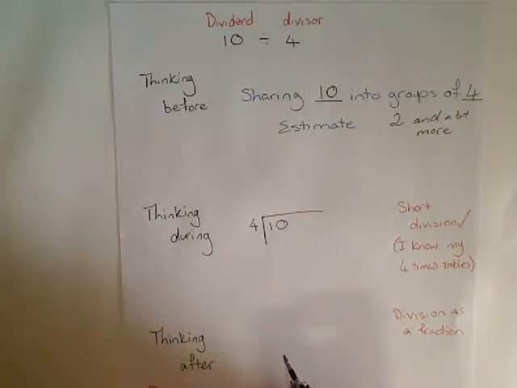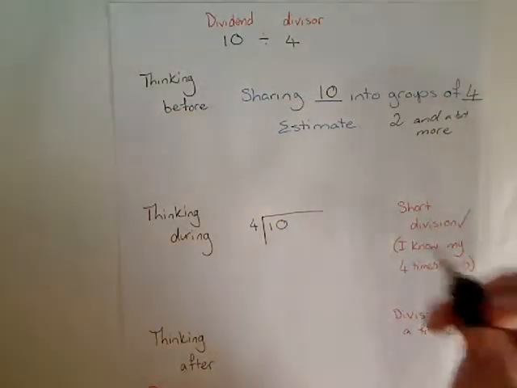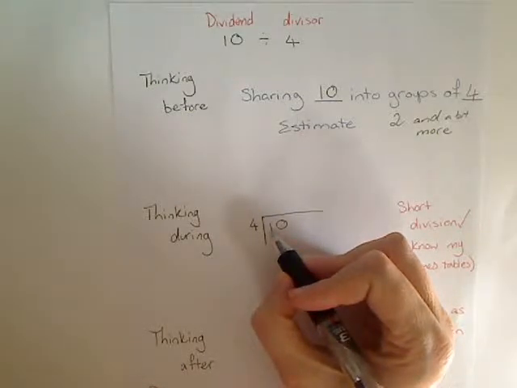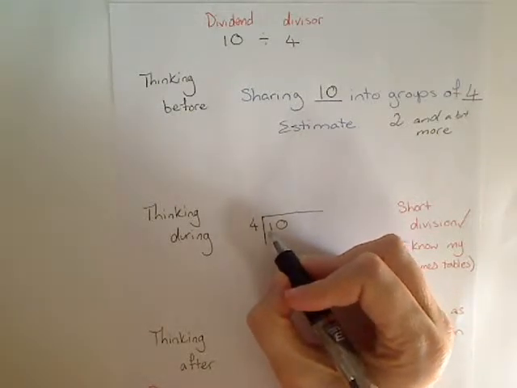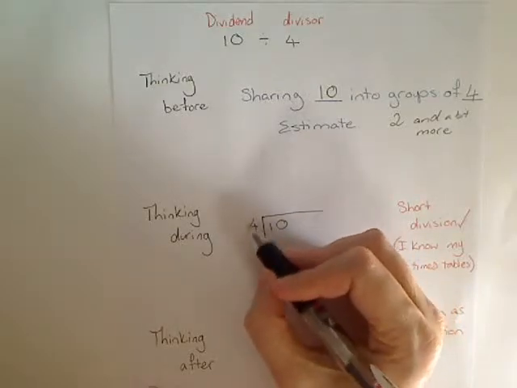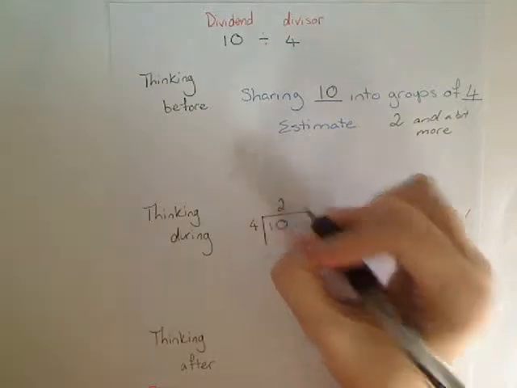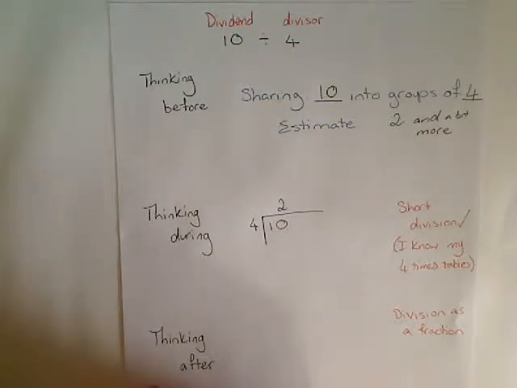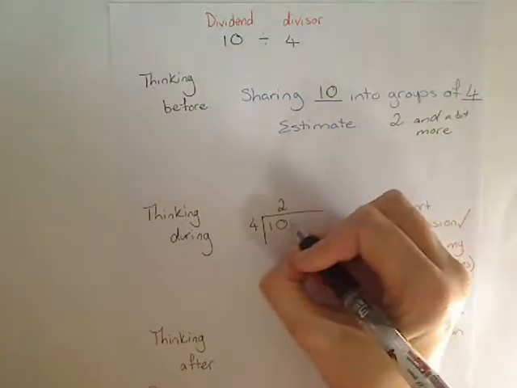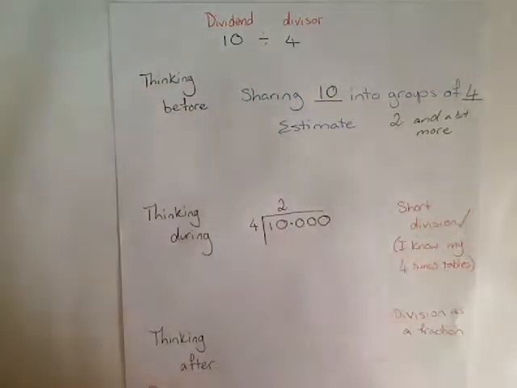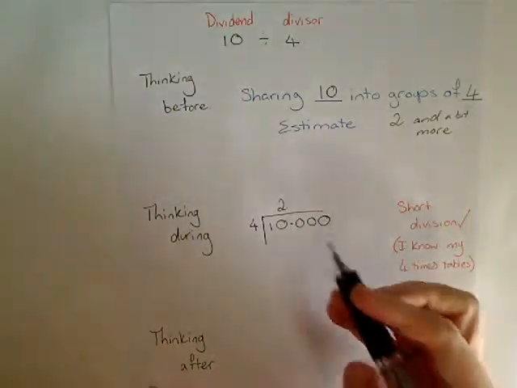So now I'm going to share into groups of 4. So I say, how many 4s can I get from 1? None at all. Okay, read across to the next place value. How many 4s can I get from 10? I can get 2 4s, that's 8. Now I've got some leftovers, so I'm going to add a decimal place and a few zeros in case I need them. Now I'll try that again.